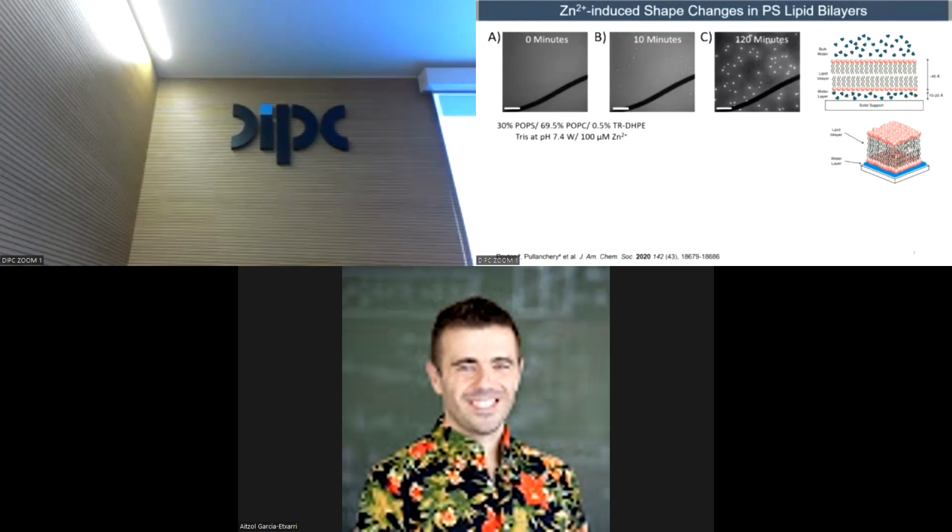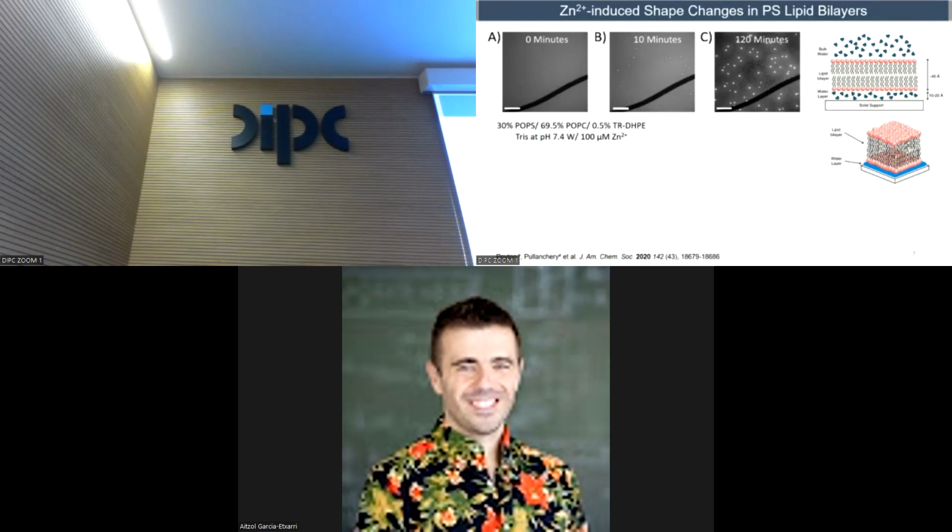And you have PS, which is the negatively charged lipid, and PC, which is the zwitterionic lipid in the membrane. And you see a uniformly fluorescing bilayer in the absence of zinc. But when you introduce 100 micromolar zinc, you start seeing these bright fluorescent spots that form and grow. At this point, we also found out that these are actually not in the plane of the lipid membrane. They're actually three-dimensional structures that grow out.